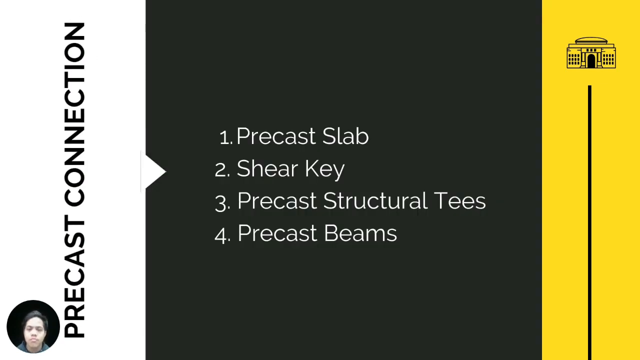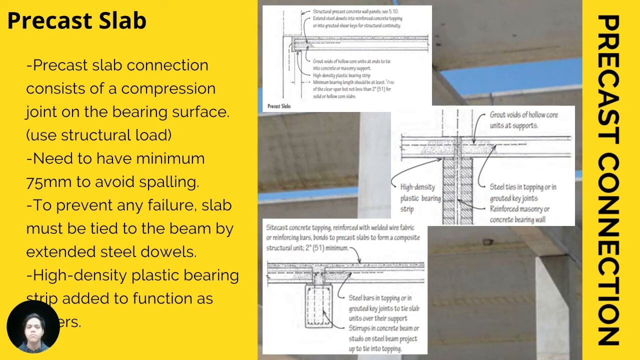Next, types of precast concrete connection. There are four types of precast concrete connection. The first one is precast slab, second is shear key, third is precast structural tees, and the last one is precast beam. So we go to the first one. The first one, precast slab, is a connection that consists of a compression joint on the bearing surface.